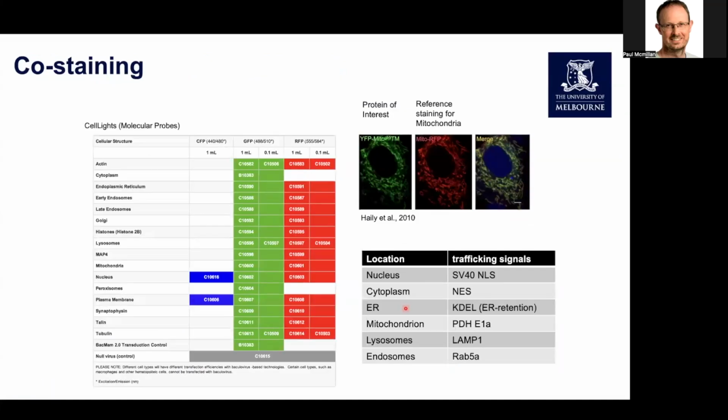I mentioned one of the benefits of having multiple different fluorescent proteins available is that we can use those for doing co-staining experiments. An example here is perhaps a CFP, a GFP, and an RFP co-stain. So you can have different compartments stained with different fluorescent proteins. This table here shows some of the trafficking signals that I was talking about before that might be useful for moving your fluorescent proteins into specific compartments within the cell.